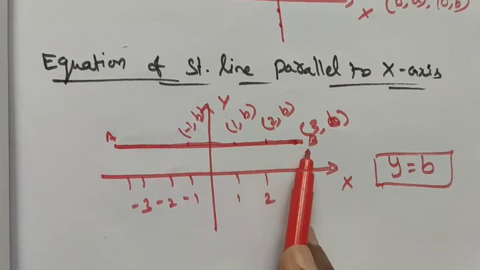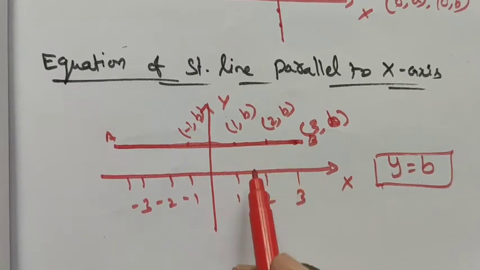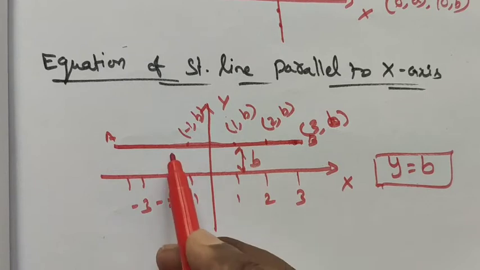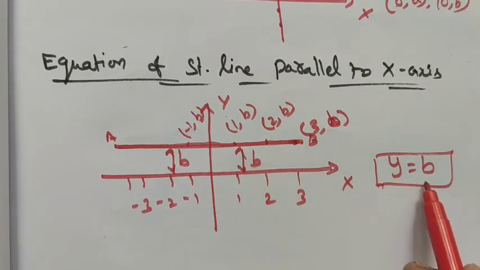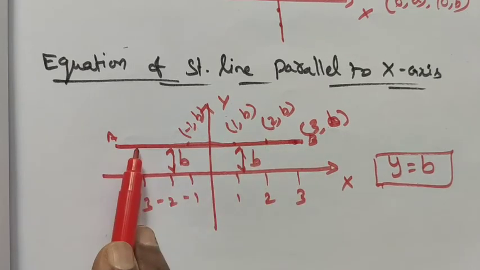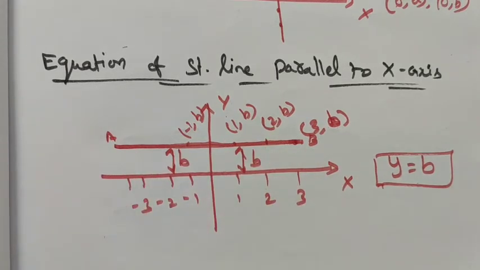See, AB is the straight line parallel to x-axis at the distance b. At the distance b, that is we said y is equal to b, so the b value is not changing. Next we see the line parallel to y axis.